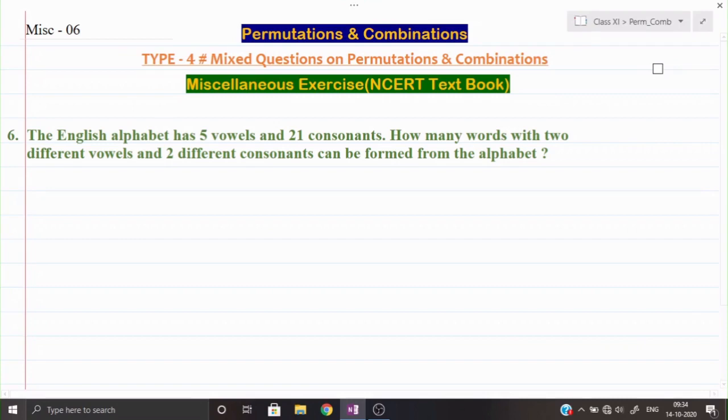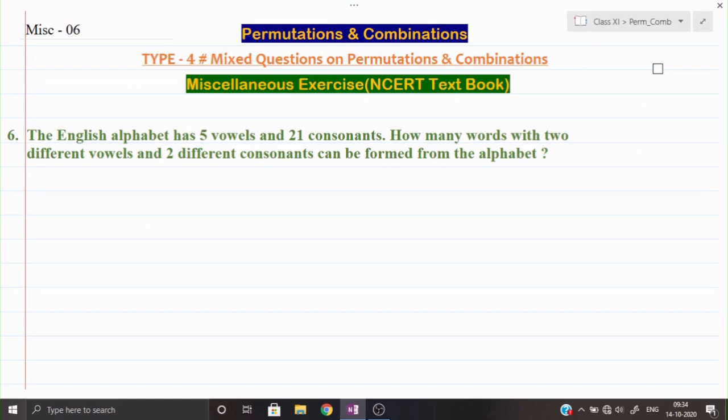Hello students, today we are going to start from question number 6. We have already finished till question number 5 of the miscellaneous exercise of the chapter Permutation and Combination. So we are starting now from question number 6. Maybe the next session will be the last session for the chapter.